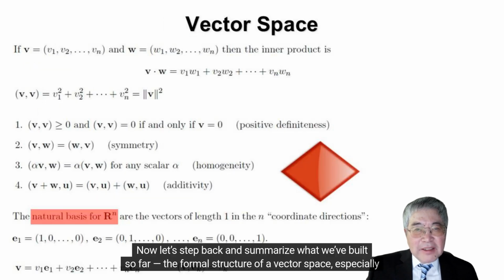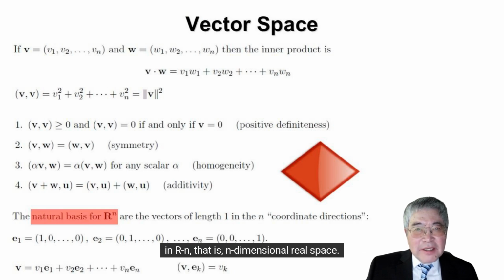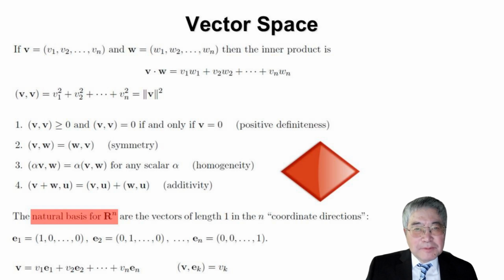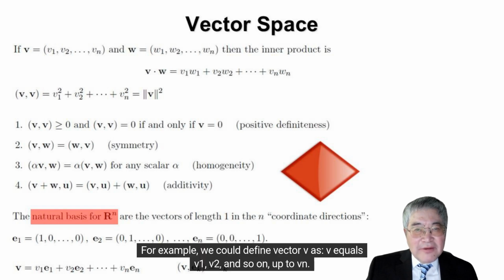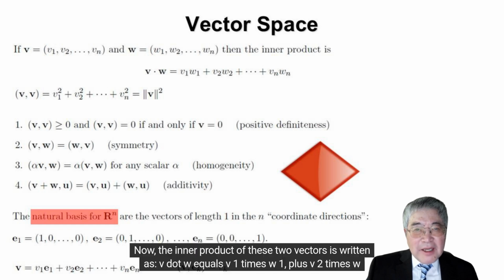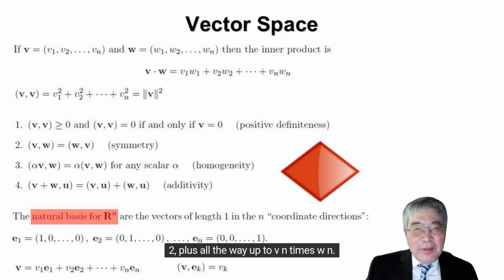Now let's step back and summarize what we've built so far. The formal structure of a vector space, especially in Rn, that is, n-dimensional real space. A vector in this space is just an ordered list of n numbers. For example, we could define vector v as v equals v1, v2, and so on up to vn. And similarly, another vector w would be w equals w1, w2, all the way to wn. Now, the inner product of these two vectors is written as v dot w equals v1 times w1 plus v2 times w2 plus all the way up to vn times wn.